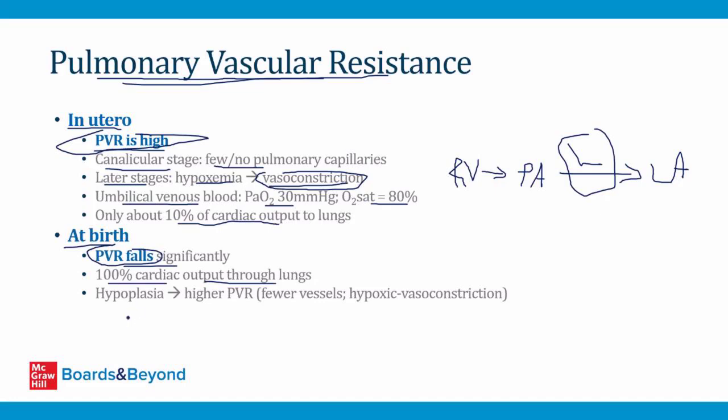And then finally, we've talked about pulmonary hypoplasia here, but babies who have underdeveloped lungs have a higher PVR. They have fewer vessels, they oxygenate less well, so they have hypoxic vasoconstriction. And so in babies born with pulmonary hypoplasia, beyond the problems oxygenating their blood, they can have heart problems because their right ventricle isn't able to pump blood through the lungs in the setting of high PVR. And that concludes our module on pulmonary embryology.